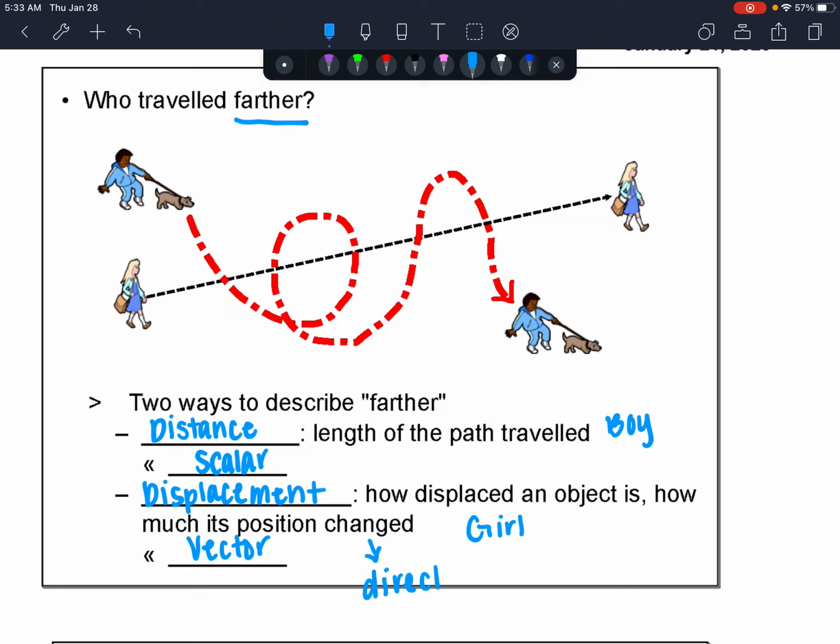One moment. You seem to be missing something. Direction informs us of where the final position is. So I can't have displacement without having direction.